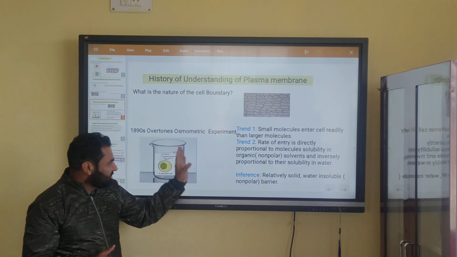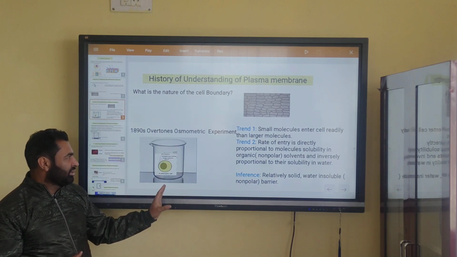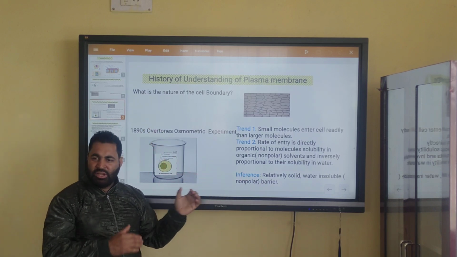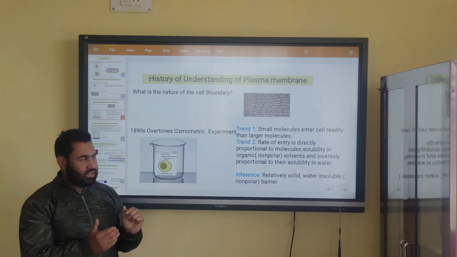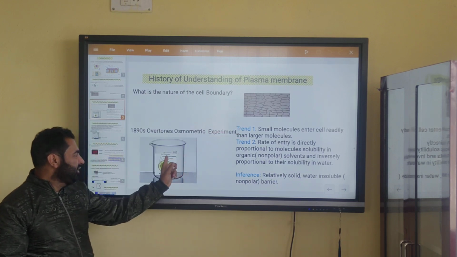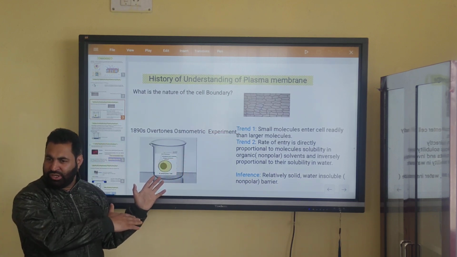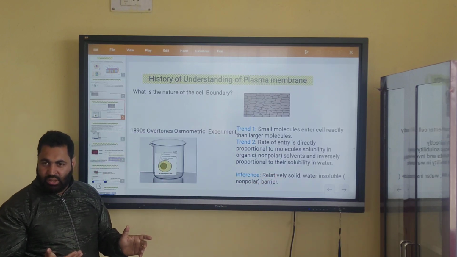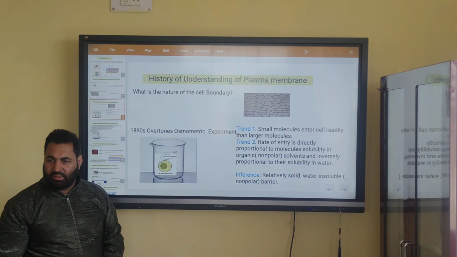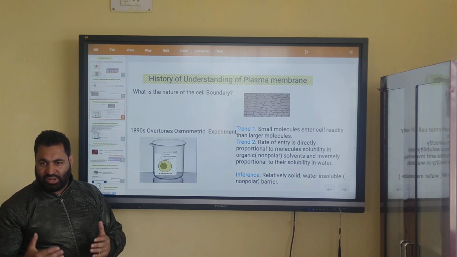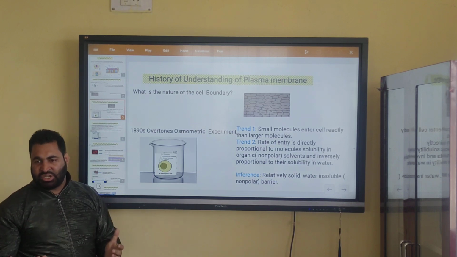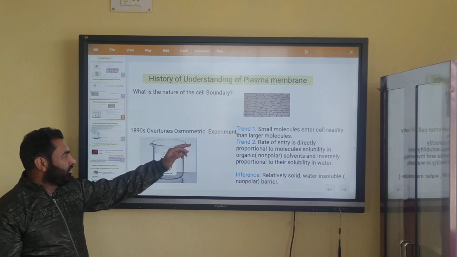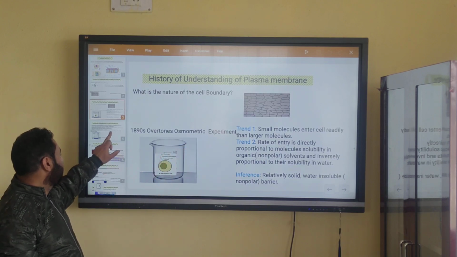So, based on this experiment, we can conclude that this is a relatively solid barrier. Why is it a solid barrier? Because it did not allow all the molecules to pass through it. It is water insoluble, or it is a non-polar barrier. Because non-polar compounds were allowed to pass through it, its nature should be non-polar. So this was the first finding where we came to know about this particular barrier.